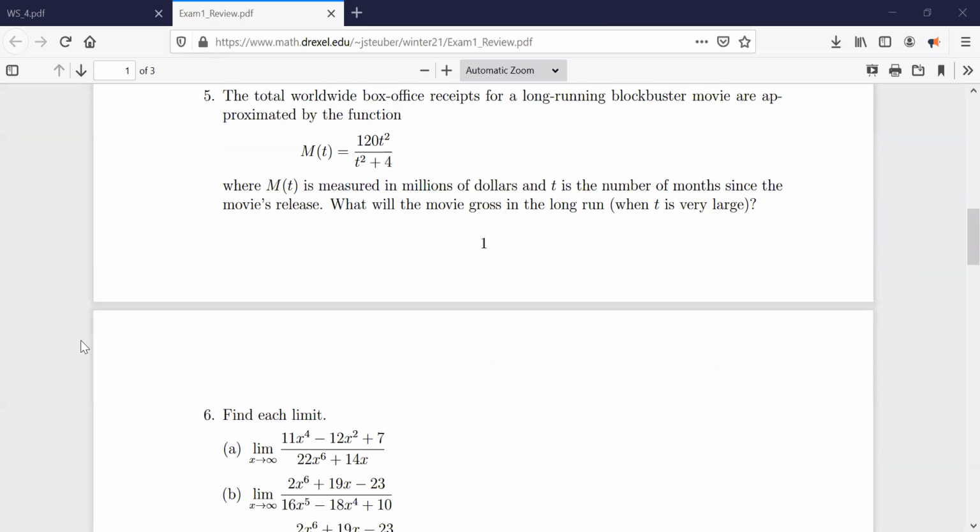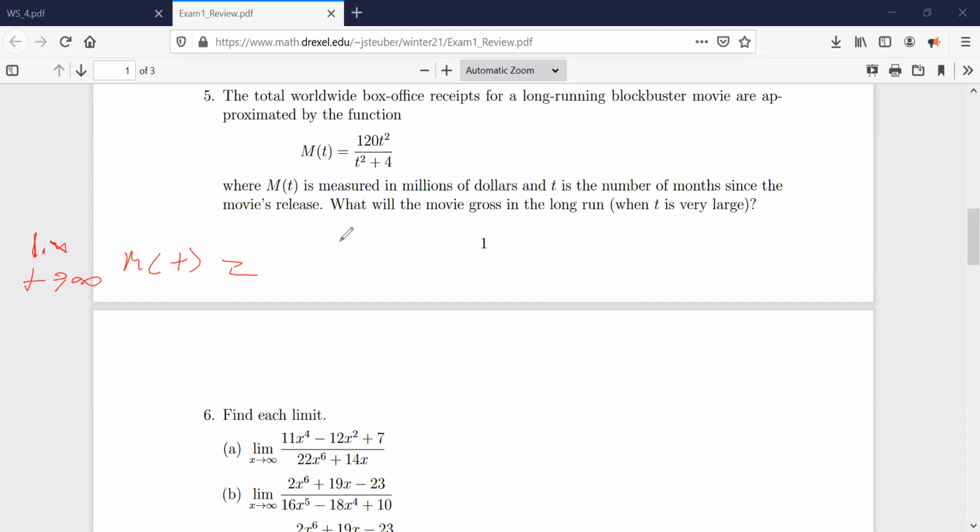So let's see how many more I can get through in 8 minutes. The worldwide box office receipts for a long-running blockbuster movie are approximated by the function m of t equals 120t squared divided by t squared plus 4, where m of t is measured in millions of dollars and t is the number of months since the movie's release. What will the movie gross in the long run when t is very large? This is basically asking for the limit as t approaches infinity of m of t.